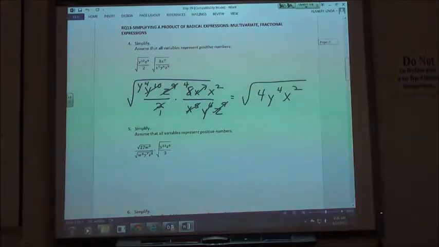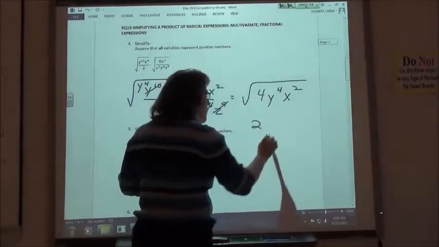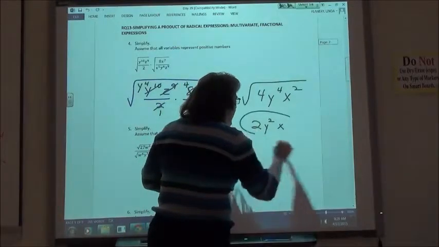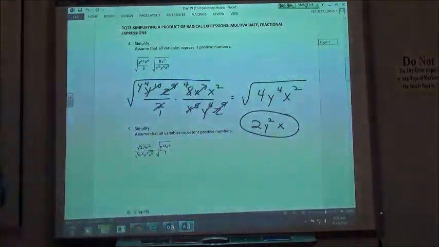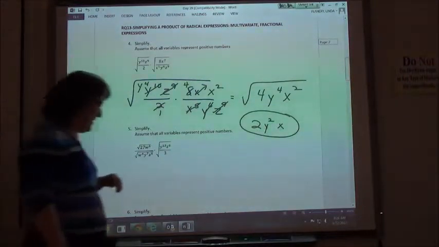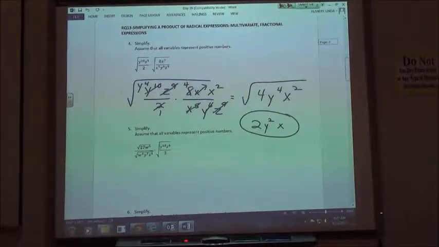Now I can simplify that. Again, in this case, all of those things are perfect squares, so I can just go ahead and take my square root. The square root of 4 is 2. Square root of y to the 4th is y squared. And the square root of x squared is x. And if you had 2xy squared, it'd probably be even better, but it really doesn't matter which order you have your variables in. So I probably really didn't need to rewrite that as one big square root.